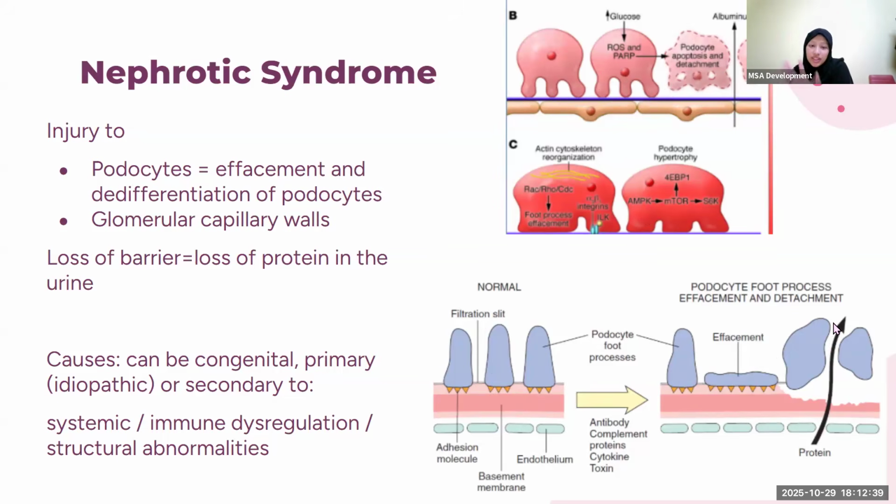So now we're talking about nephrotic. Protein is a very differentiating factor. So massive proteinuria, loss of protein. What are the causes? The causes can be congenital, primary most of the time, idiopathic, or secondary to other things like diabetes, immune dysregulation, or structural abnormalities. We'll get into the most important ones later, so this is just in general.